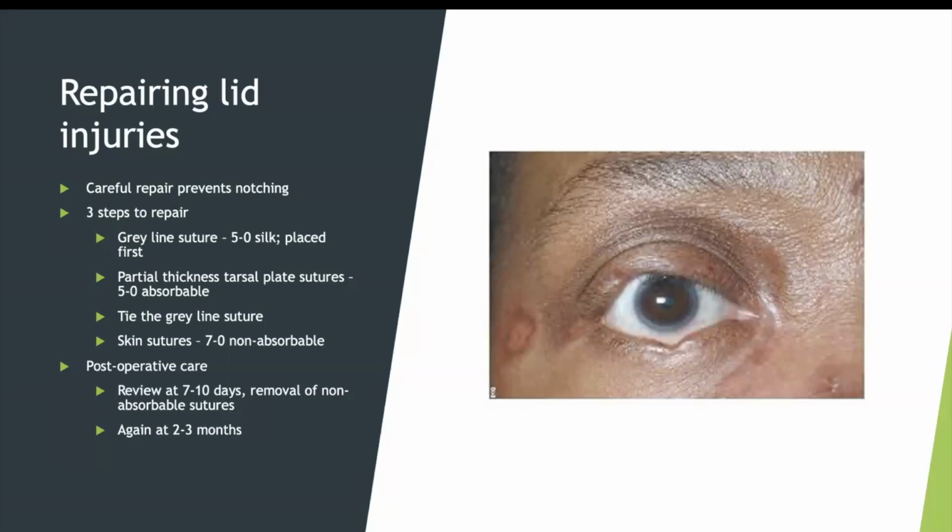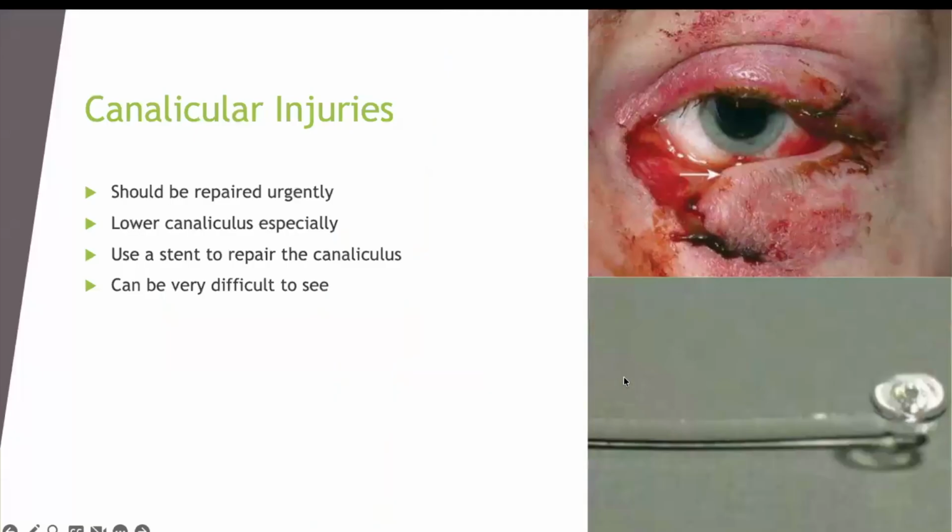But out of hours, if you're repairing these lid injuries, it's important that you take this sort of stepwise approach because you want the lids to close properly along the x-axis, along the y-axis, and also along the z-axis. So you really want these to heal well. So a gray line suture first to close that gray line and make sure that your lid is opposed properly and that your meibomian glands are all lined up. Then those tarsal sutures and then the skin sutures to close everything up.